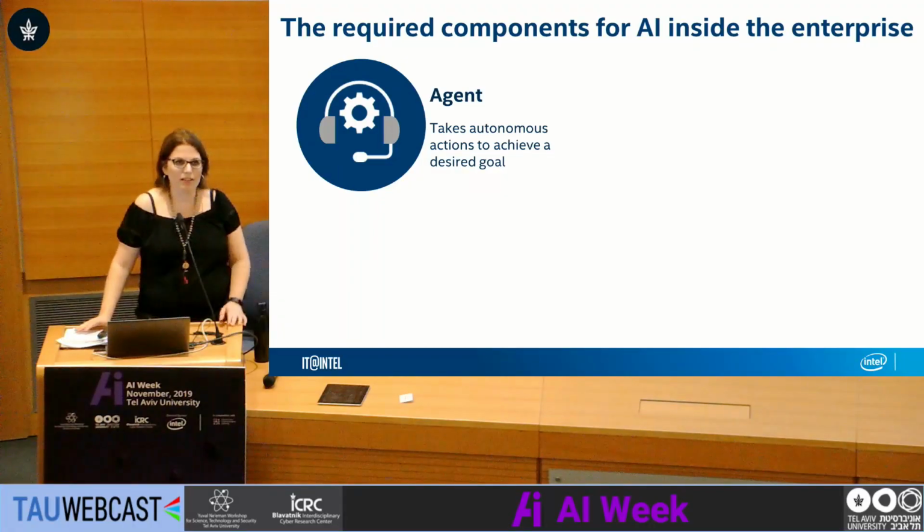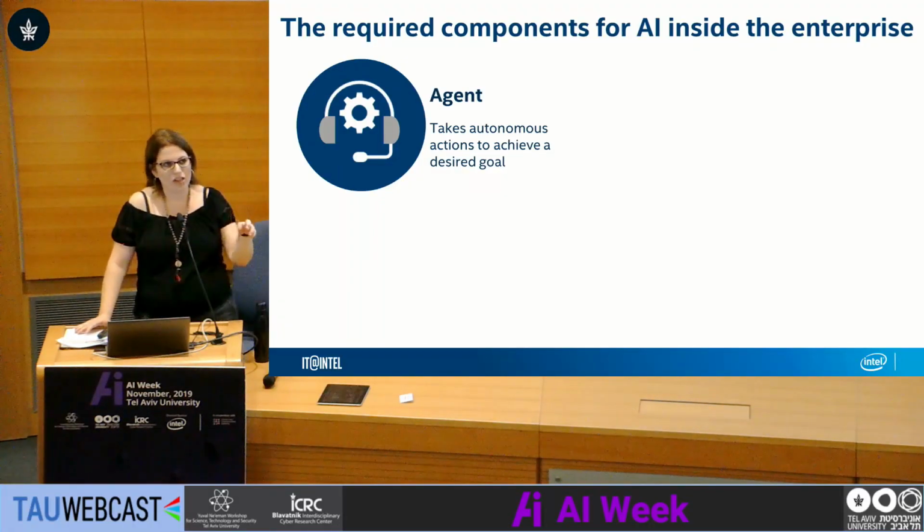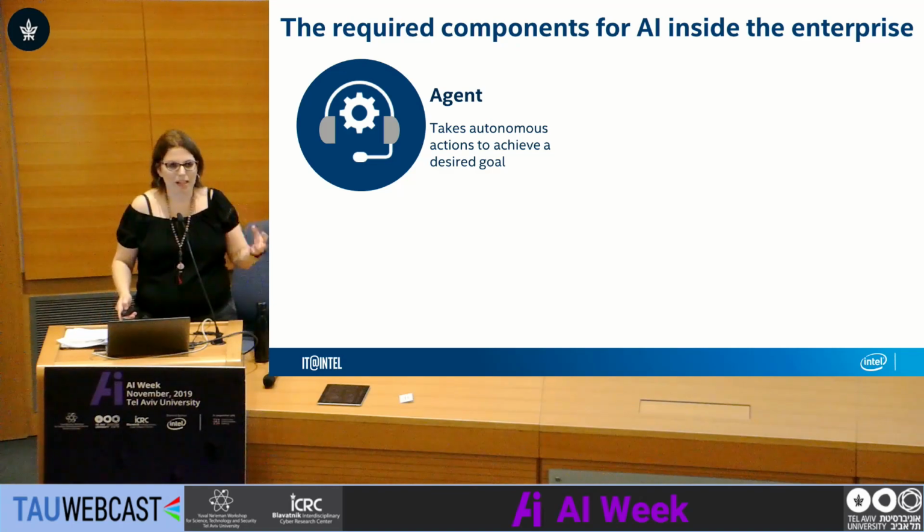So the first component, I want to define it like an agent. It's a specific AI application that is very good at a very specific task in making a decision or a specific business application in a very good way. And it's equipped with everything that it needs to take the actions to derive the desired business goal.